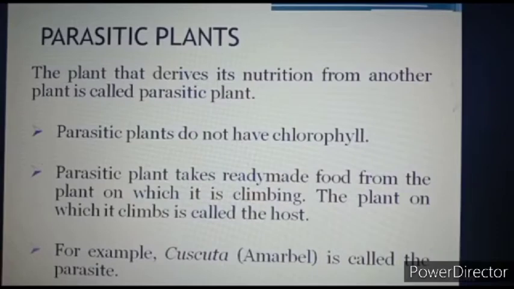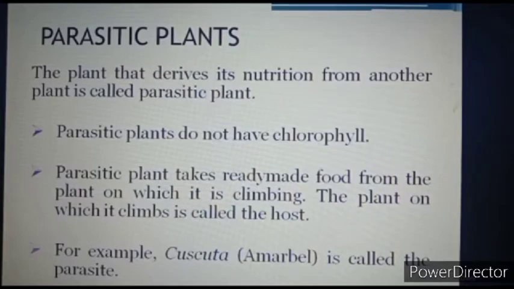The plants that derive its nutrition from another plant is called parasitic plant. Parasitic plants do not have chlorophyll. Parasitic plants take ready-made food from the plant on which it is climbing. The plant on which it climbs is called the host. For example, Cuscuta is called the parasite. Cuscuta is also known as amarbel.